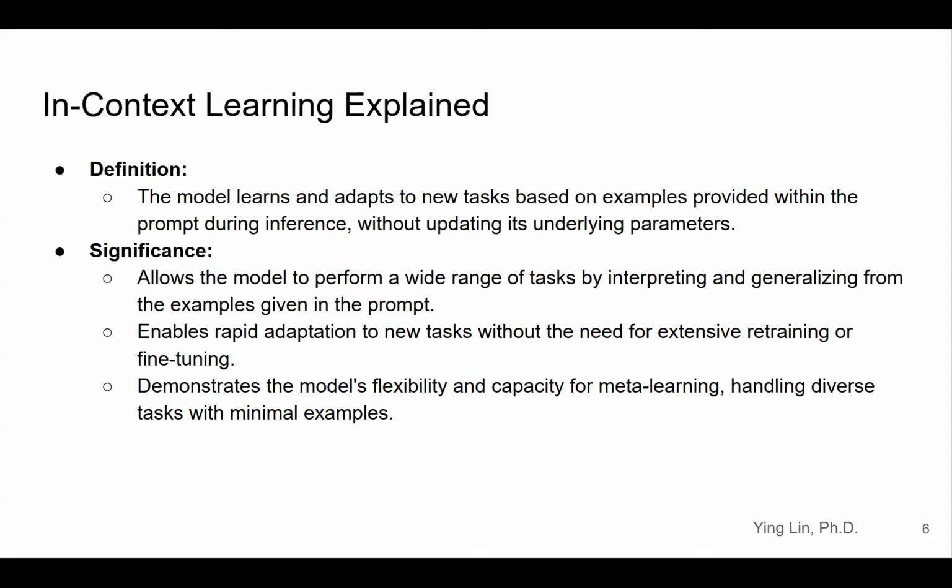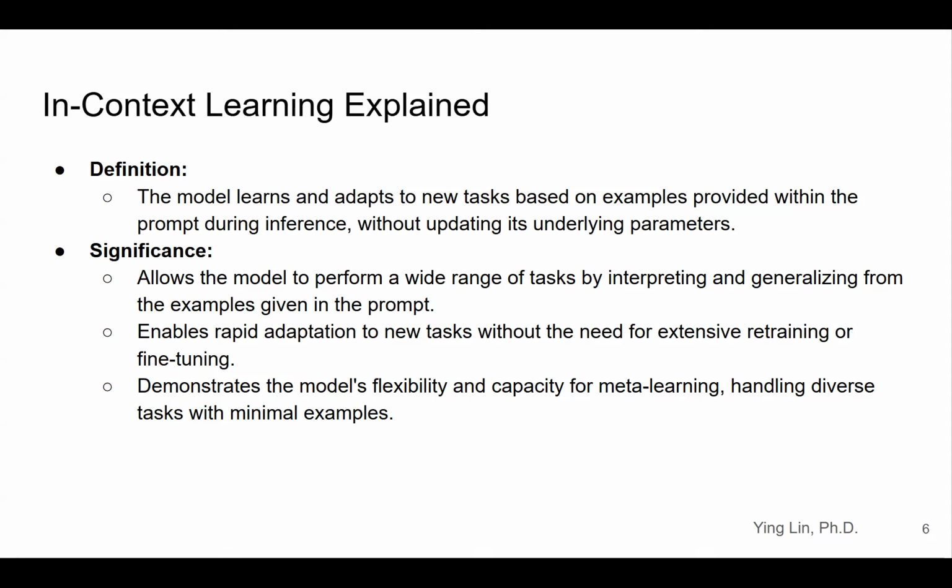Traditional machine learning models require training on labeled data and fine-tuning to adapt to new tasks. However, in-context learning enables large language models to adapt dynamically by understanding examples provided in the prompt without modifying the model's parameters. In-context learning is the ability of an AI model to learn and adapt to new tasks by interpreting examples given within a prompt without retraining. The model does not change its internal parameters, but instead derives patterns from the provided examples to make predictions.